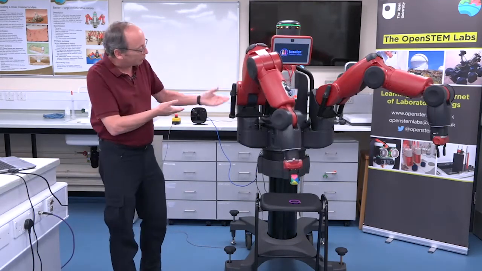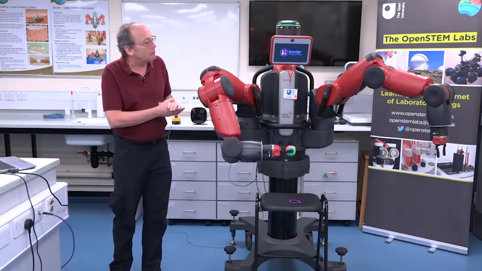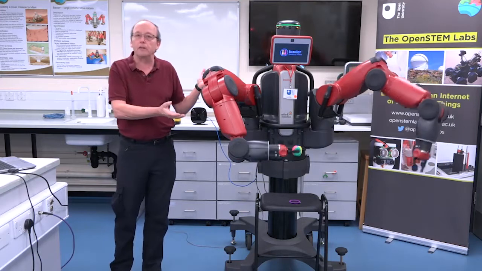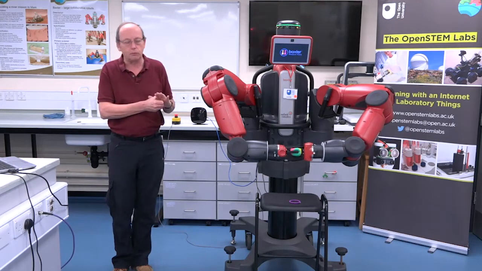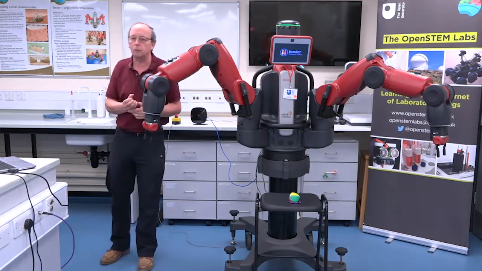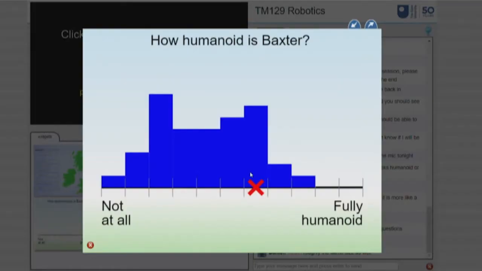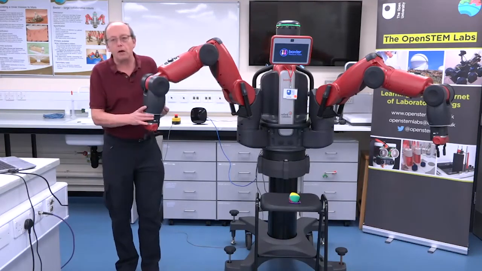It's made by a company called Rethink, who unfortunately have just gone bust recently. It was sold as a collaborative robot. So that's actually one of the things to have a look at, to think what we mean by a collaborative robot. So let's have a look at the results coming in on the widget and see what people are saying to how humanoid the robot is. And so nobody's saying it's fully humanoid, definitely, and generally they seem to be quite low.